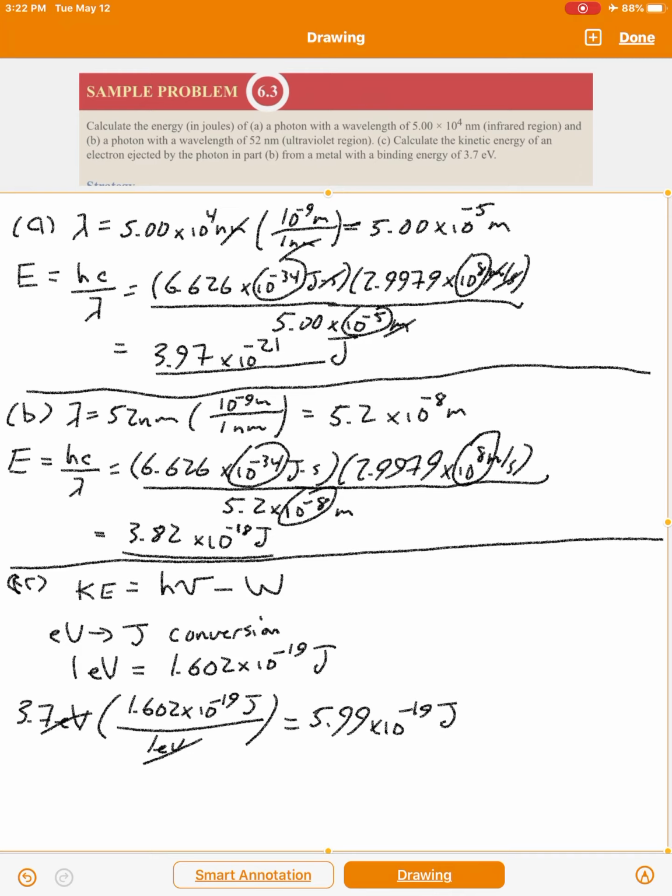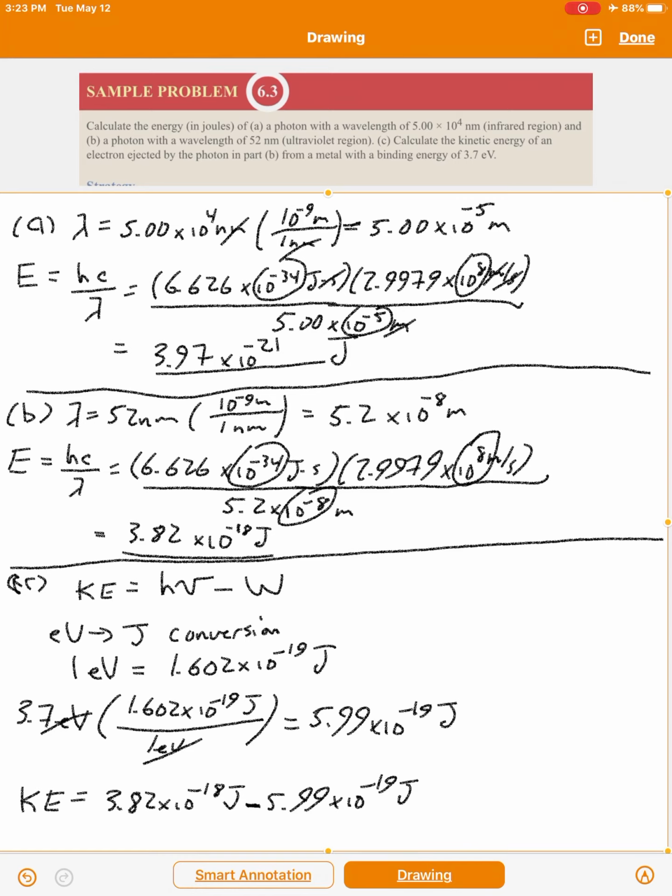So we also have the energy of the photon in joules. That means the kinetic energy would just be the energy of the photon, which is 3.82 times 10 to the minus 18 joules, minus the work function, 5.99 times 10 to the minus 19 joules. So how do we do this? How do you add or subtract numbers that have different powers of 10? This is a minus, by the way.